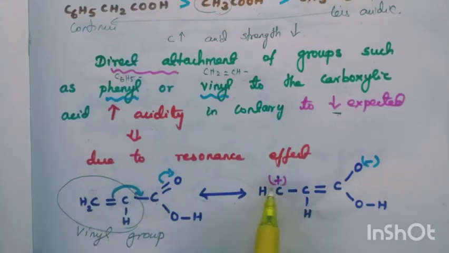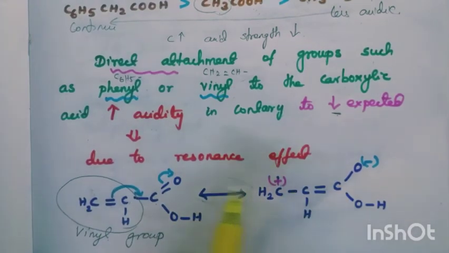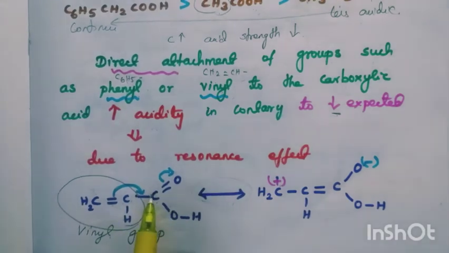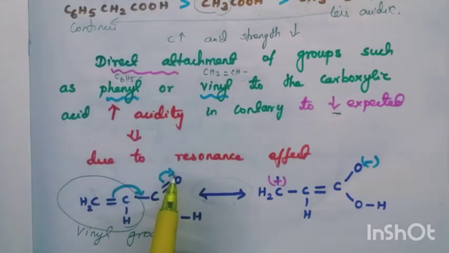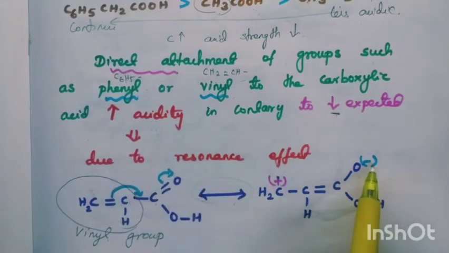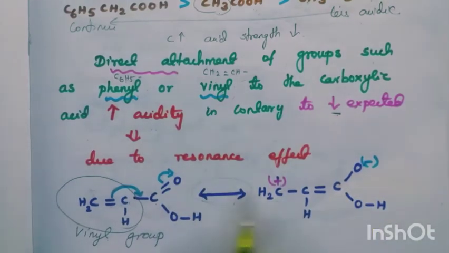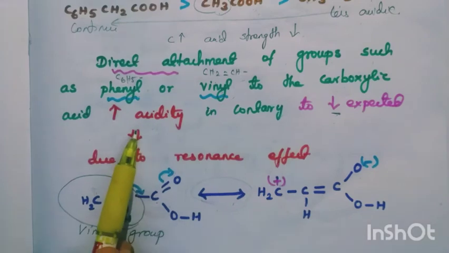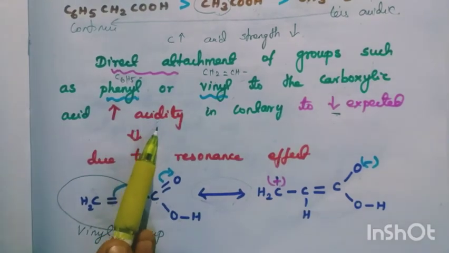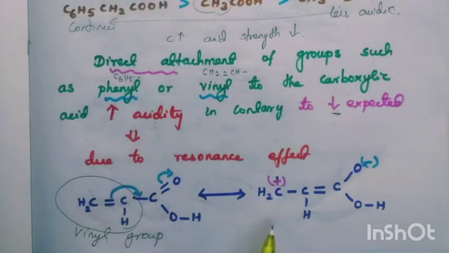So plus here. This bond comes here, so it is a double bond. So this carbon is already satisfied with 4 valency. If it forms a new bond, it has to shift one bond to oxygen. So it becomes O minus. So this resonance structure leads to the increase in acidity. This resonance stabilization increases the acid strength.